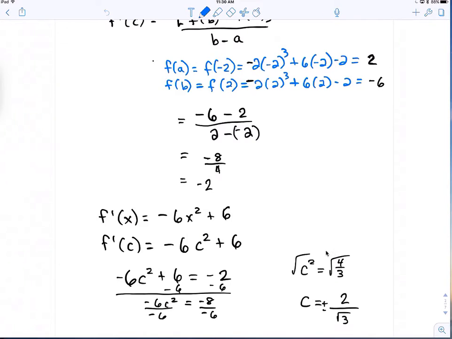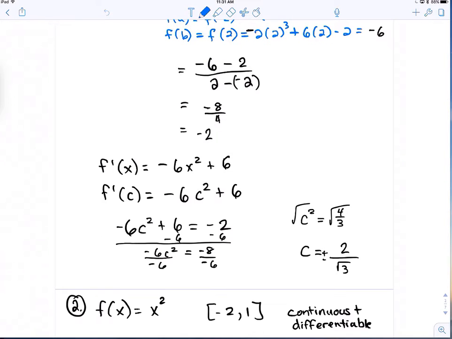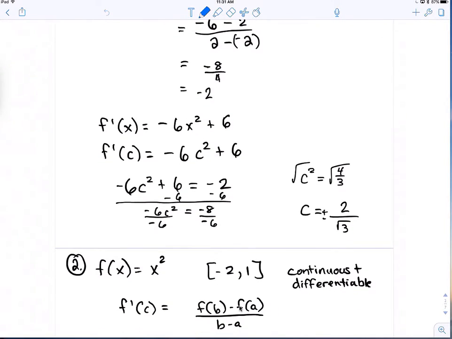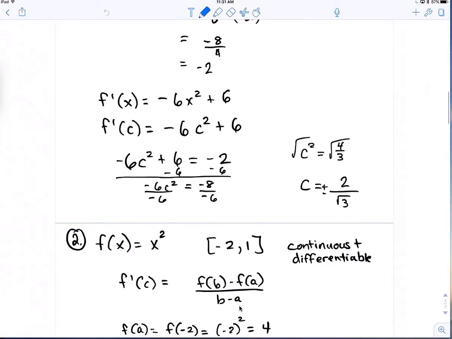All right, we're going to do the same thing for the next function. f of x is equal to just x squared, a basic parabola, and it's continuous and differentiable on the interval from -2 to 1. So before we start, we're going to write down our f prime of c and our relationship there, our mean value theorem relationship.